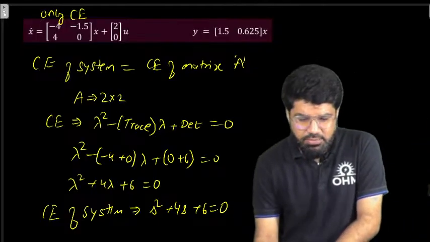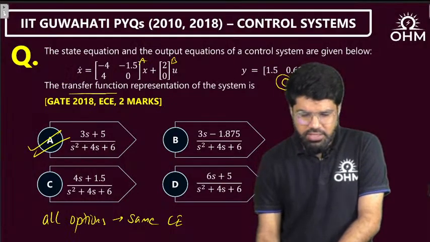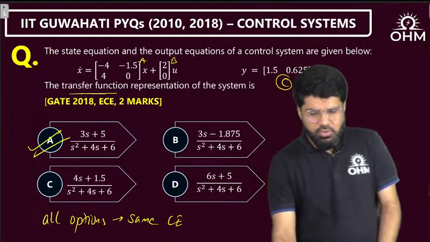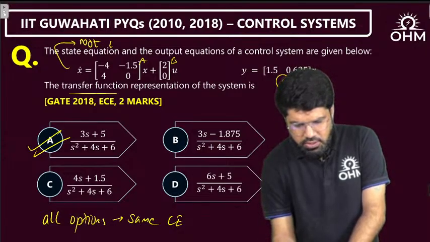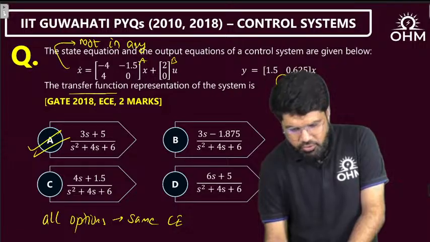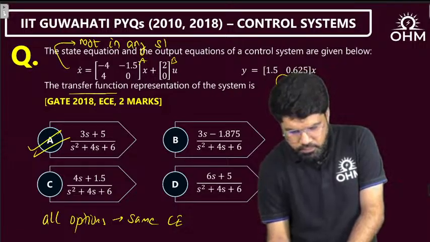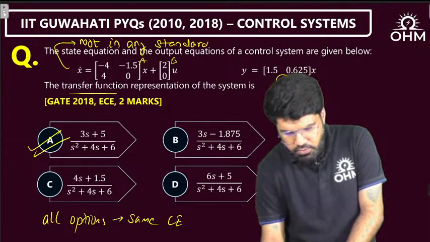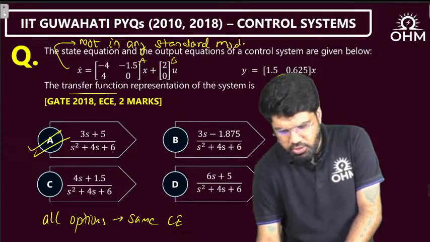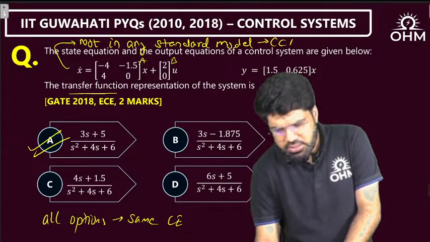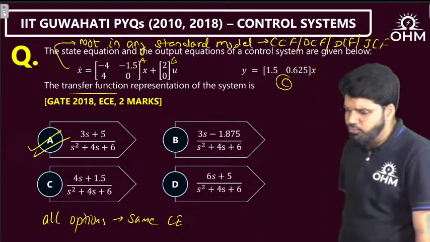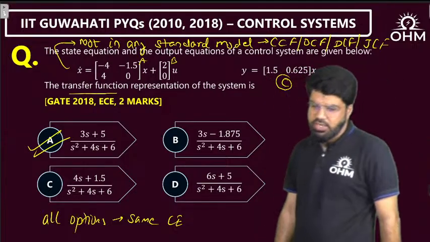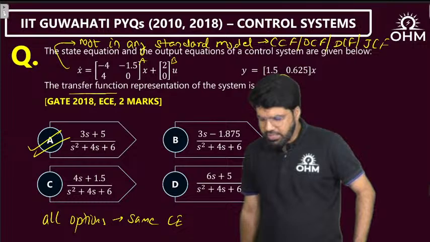That too, the system given is none of the standard forms. This state space model is not in any standard form. What are the standard models? CCF, OCF, DCF, JCF. You should always be aware of these four models, very important in state space analysis. These are the standard models, the canonical models.